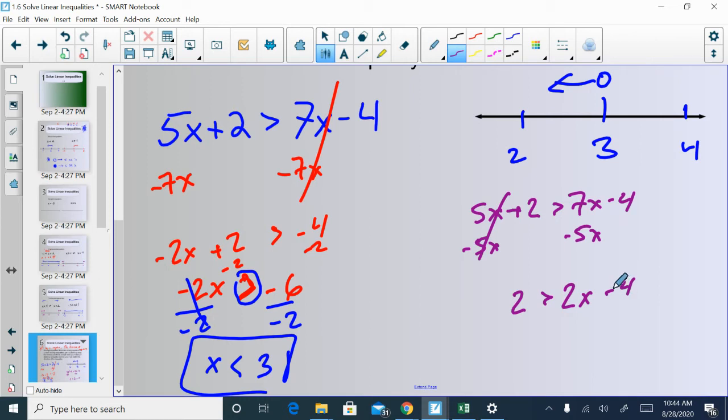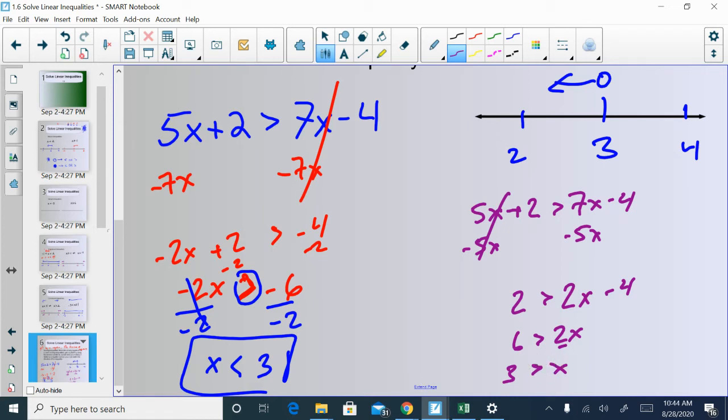So then I would have to add this 4 over, get 6 is greater than 2x, divide by 2 on both sides, x is, or 3 is greater than x. Now, I don't really talk about this before, but when we have inequalities, we have to write x first. X is in the latter part.